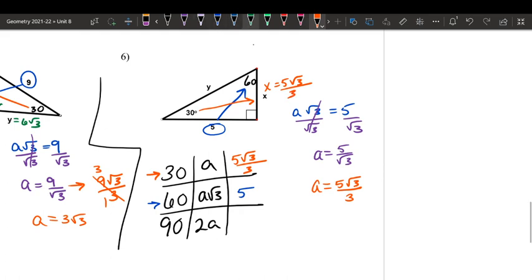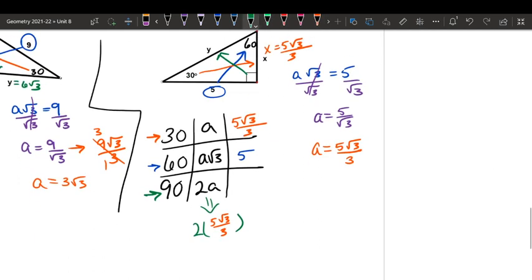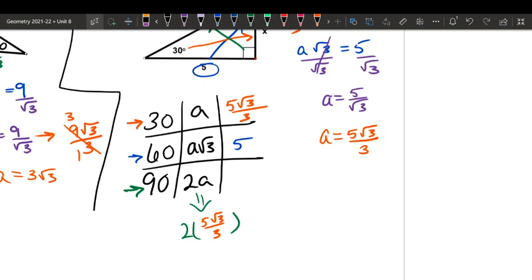All that's left is the long leg. It's across from 90. Across from 90 is 2A. So I take A and multiply it by 2. So 2 times whatever I said A was, which is 5 square root 3 over 3. All right, so there I have a whole number times a fraction. I feel like it's easier to see how to multiply it if you make the whole number a fraction, which is super easy because you just put it over 1.